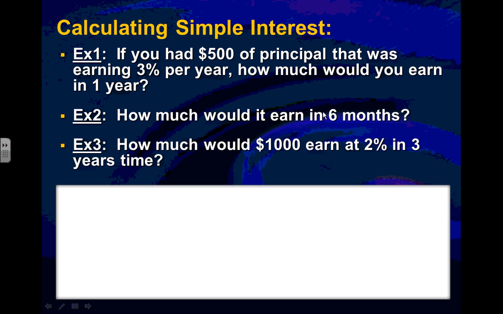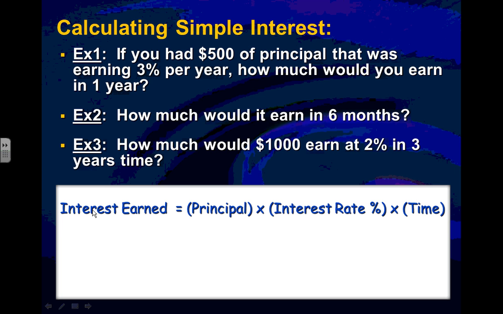How much would that same money earn in 6 months? Well, if it earned this much in a year, this answer to example 2 should be half the answer to example 1, whatever you got. Now, example 3, a third one, different account. How much would $1,000 earn if it was getting 2% for 3 years' time? So let's check here, right? Remember our formula. Interest you earn is principal times the interest rate times time.